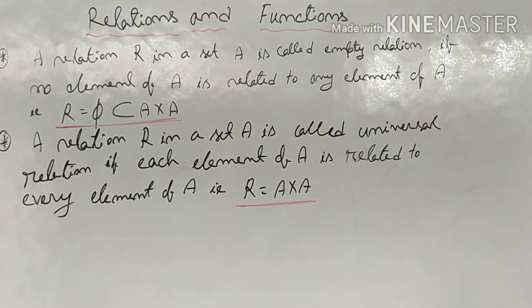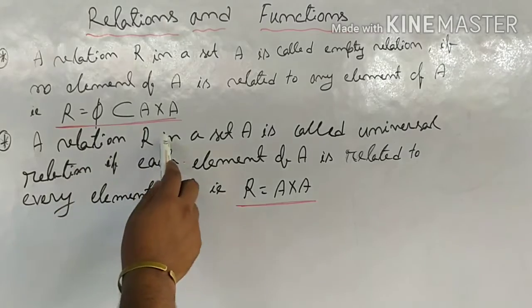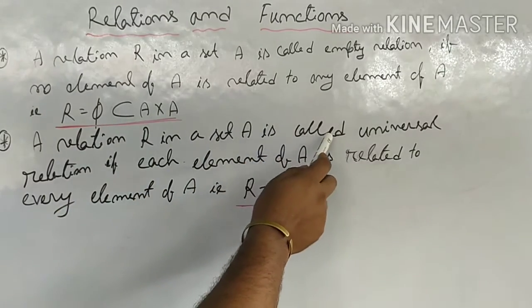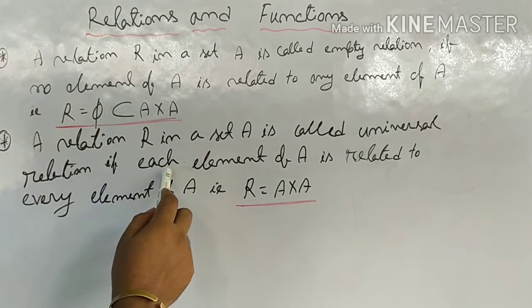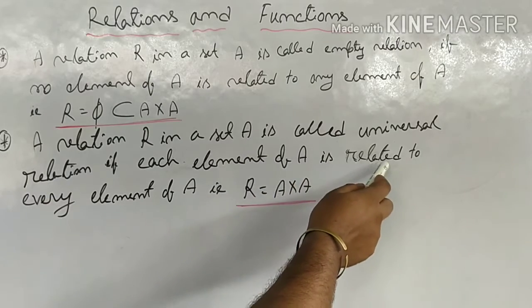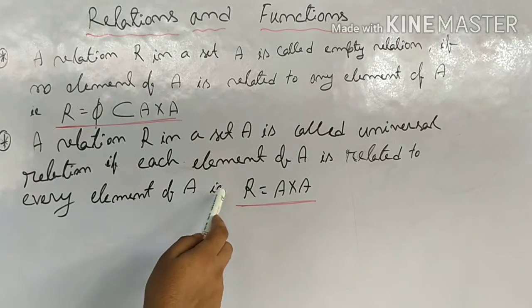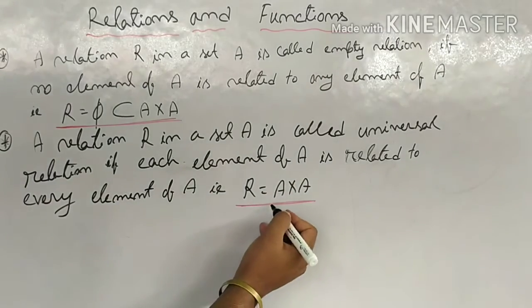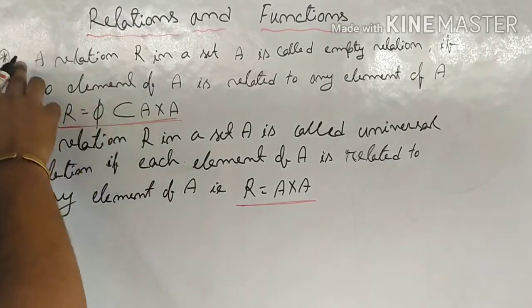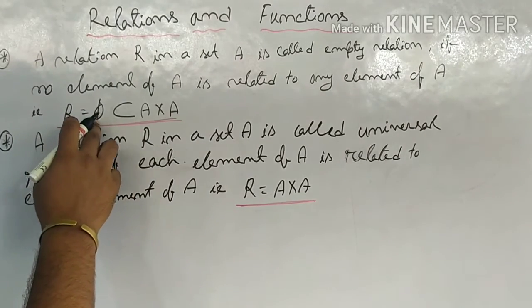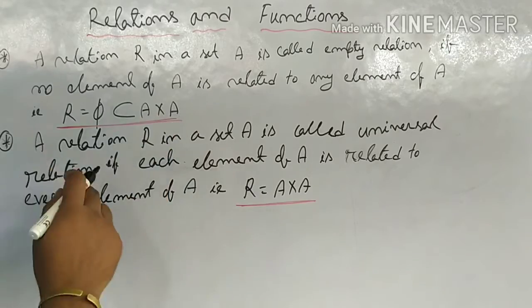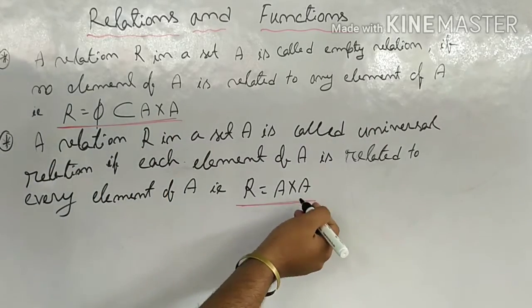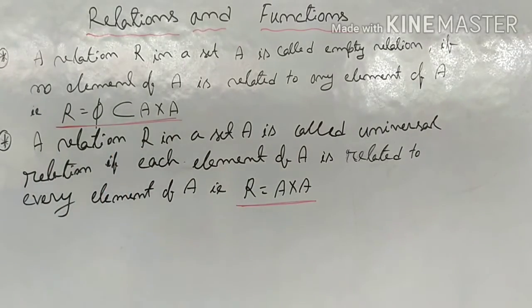What is a universal relation? A relation R in a set A is called a universal relation if each element of A is related to every element of A. Therefore, R equals A × A. Now see, in an empty relation R equals φ, which is a subset of A × A, and in a universal relation R equals A × A, meaning all elements of A × A are in the relation.